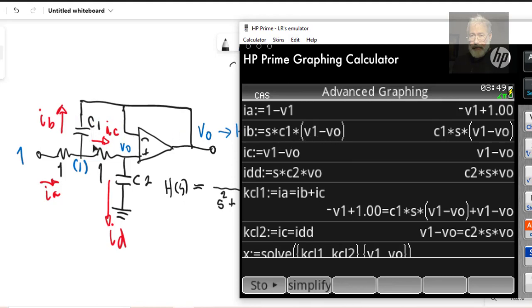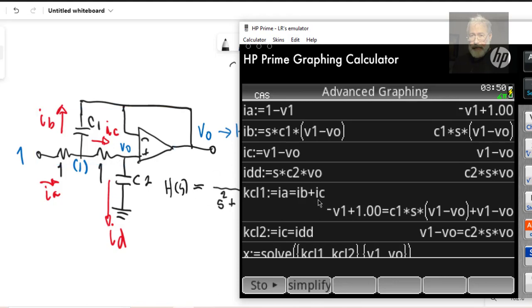The current IC is V1 minus V0 divided by 1 over here. And the current ID. ID is a reserved word in the HP Prime, so I call that IDD. ID is just V0 divided by the impedance, 1 over SC2. So that is SC2 V0. And we can write the KCL equations for node 1.